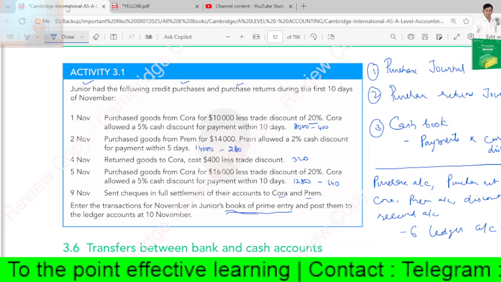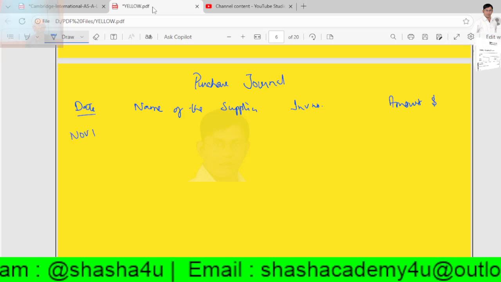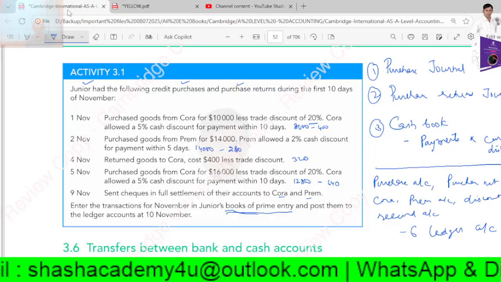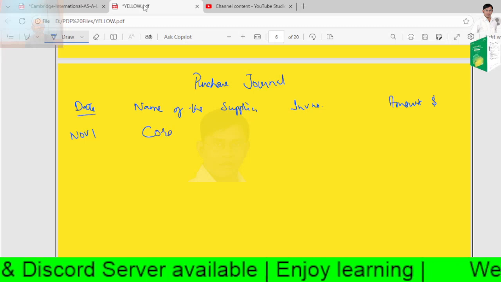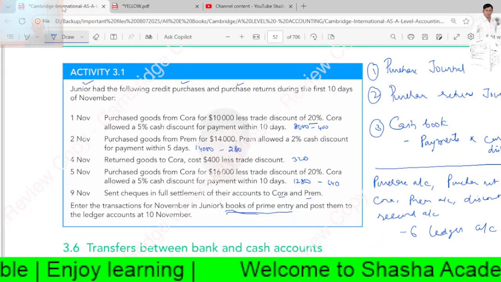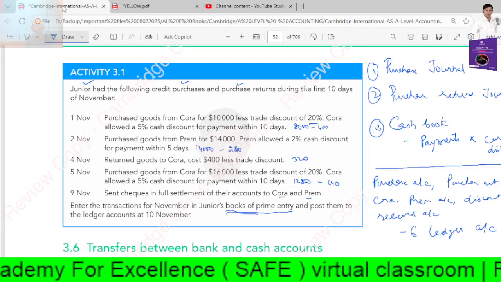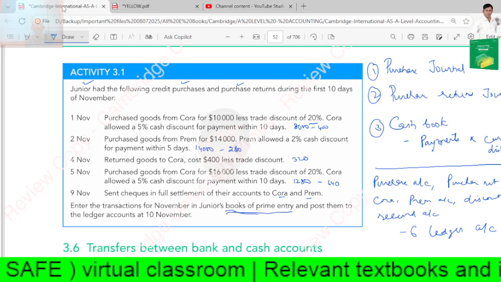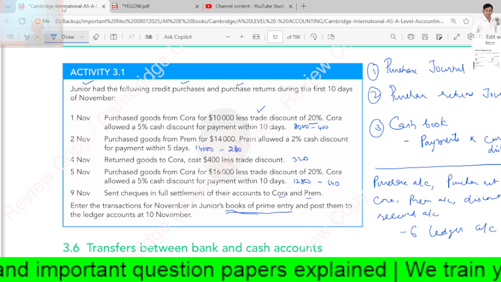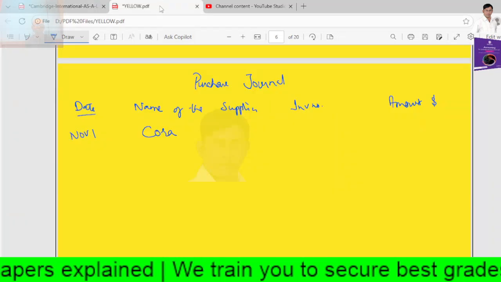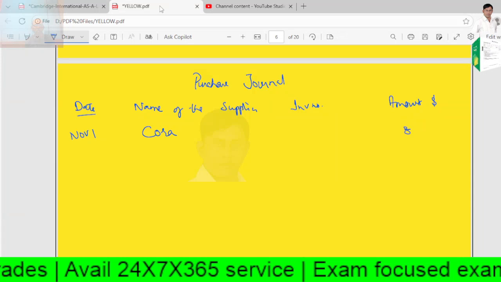So we have purchased on 1st November. We have purchased from Cora. Invoice number is not given, so don't worry. So it should be recorded at 8,000. See, remember, always trade discount is never recorded, never shown anywhere. So it will always be recorded at net amount. So it will be recorded at 8,000.